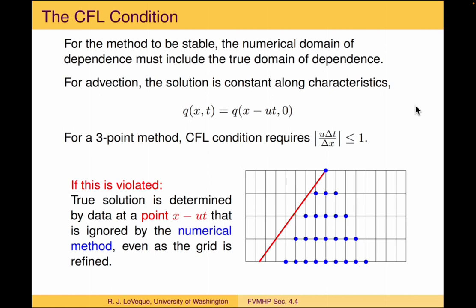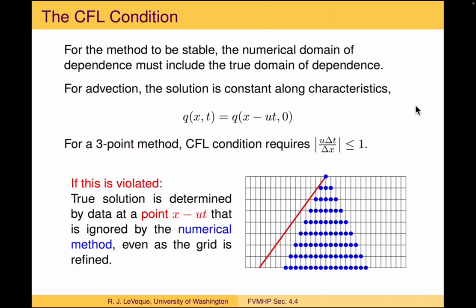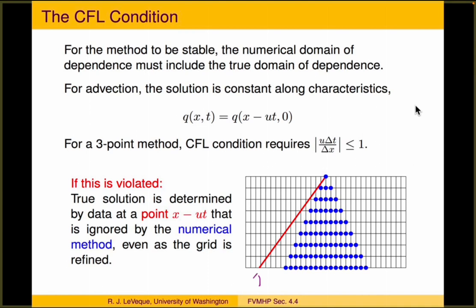make this, if this characteristic is hitting back here at a point that's outside of this triangle of points that are being used in our numerical approximation, then no matter how fine we make the grid, even as we go to delta x and delta t going to 0, the numerical solution at this point is going to be based on the initial conditions only over this interval where we're sampling the initial data, whereas the true solution at this point is based on this one point over here.